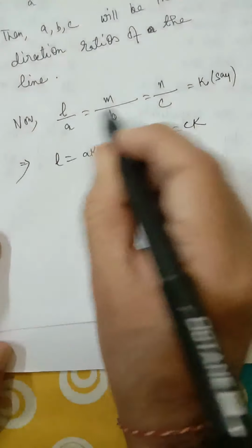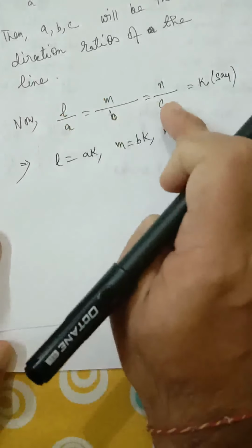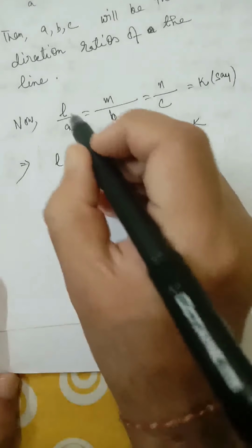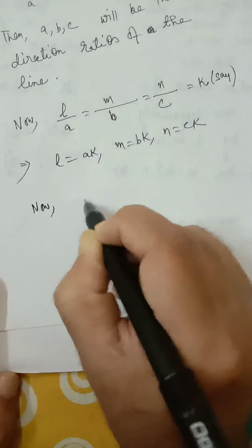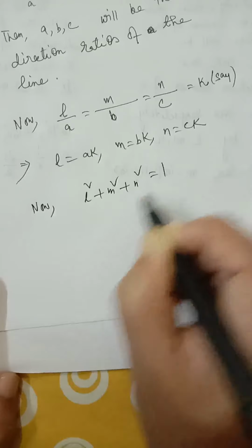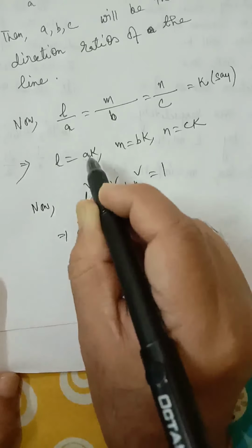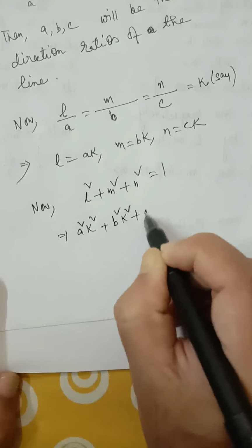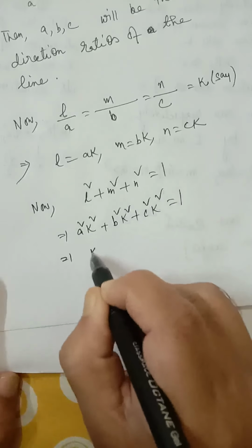Now l, m, n are direction cosines of a line and a, b, c are proportional to them, so a, b, c are direction ratios of the line. Now what is the relation between l, m and n? l square plus m square plus n square is equal to 1. So a square k square plus b square k square plus c square k square equal to 1. Taking k square common.